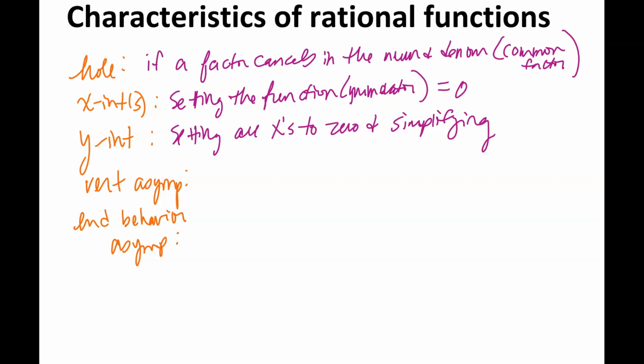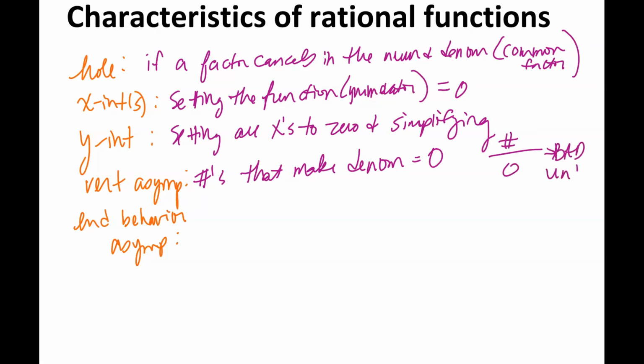The vertical asymptotes are going to be the numbers that make the denominator 0. And the reason for that is these are fractions, right? So if you have a number over 0, this is bad, right? This is what we've called the undefined all school year. So that is what basically a vertical asymptote is, a graphical representation of this situation over here, a number over 0. Okay, and then the end behavior asymptote's a little trickier.